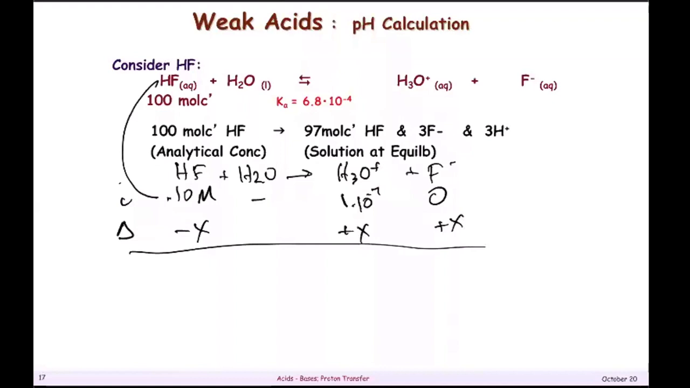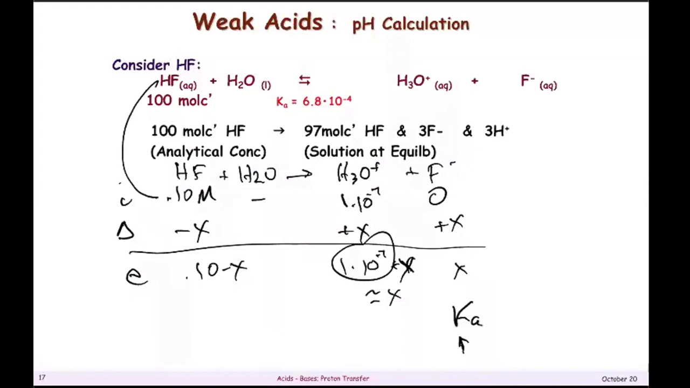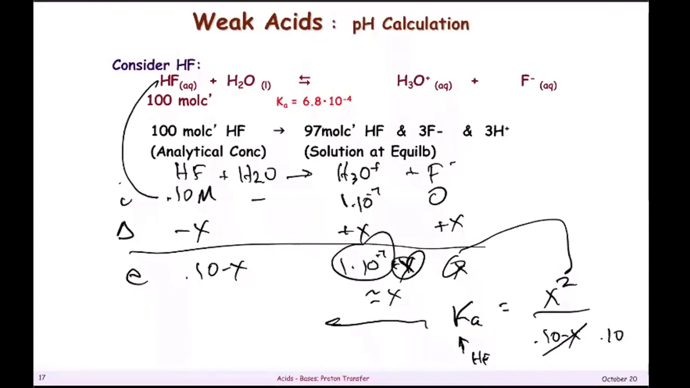So the equilibrium line will be 0.10 minus X. This is 1 times 10 to the minus 7 plus X. But this is small, so we can say that this is approximately X. You can do that assumption a lot. And this is nothing more than X as well. Anyway, if we plug this into the mass action expression, we have the Ka for HF equal to X squared, that's these two right here, all over 0.10 minus X. But remember that we made a simplifying assumption, that's just 0.10, because the equilibrium constant is small for Ka. And so this solution is really just the Ka equal to X squared divided by 0.10.